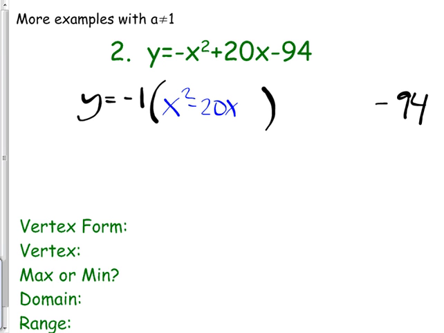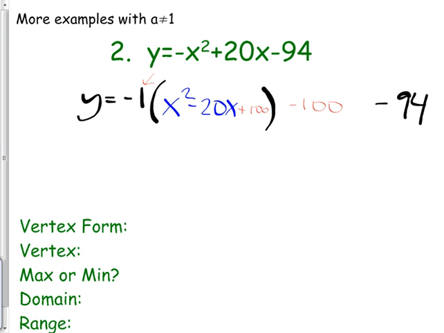Remember to always do the half and square later, because a lot of times you're factoring out a number, and it totally changes what your half and square would be. So you got to do the half and square after you've factored something out. Half of 20 is 10. 10 squared is 100. And if there's a plus 100 here, there's a minus 100 here.